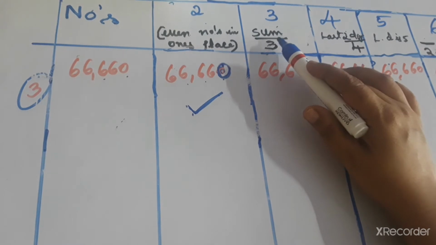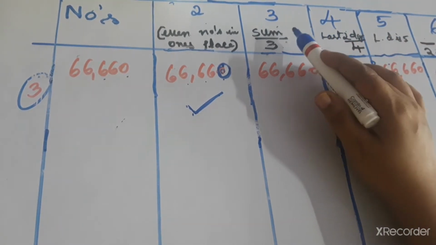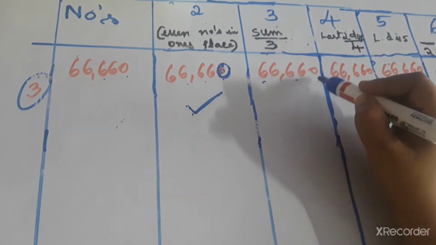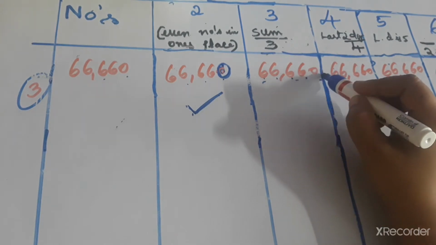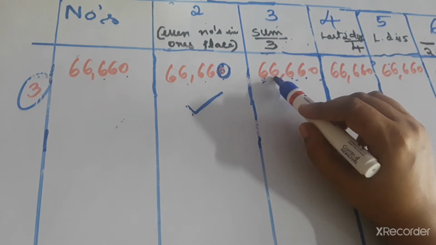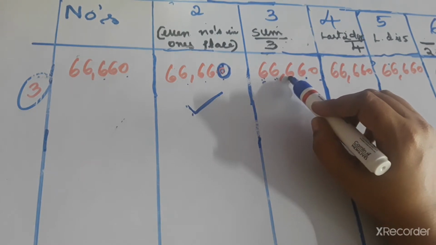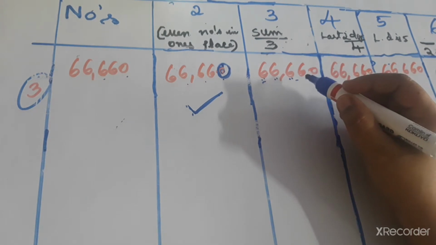Now second, divisible by 3. Now we have to check whether it is divisible by 3. According to the rule, the sum should be divided by 3. We have to add 6 plus 6 plus 6 plus 6 plus 0. 6 plus 6 is 12. 12 plus 6 is 16, 17, 18. 18 plus 6 is 24. 24 plus 0 is 24 only.